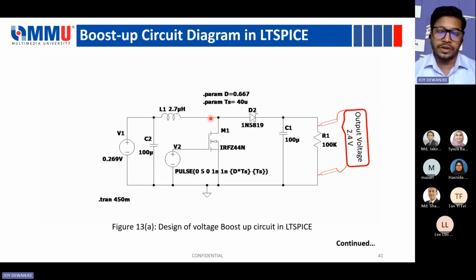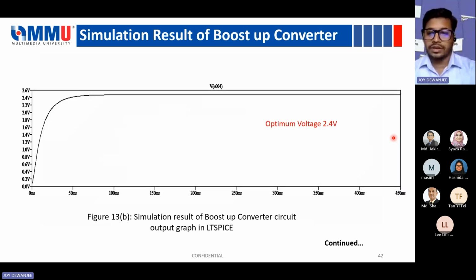And this one is a boost-up converter circuit. Basically, this circuit is used to enhance the input voltage. This one is 0.269 volt. It's really very low, so that's why we are using this circuit, and this circuit gives an output of 2.4 volts in simulation. And these are the graphs for the boost-up converter circuit.